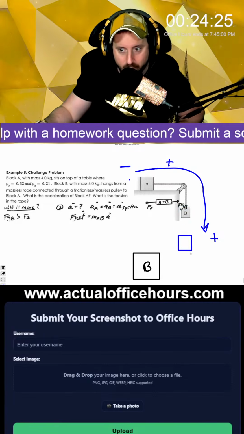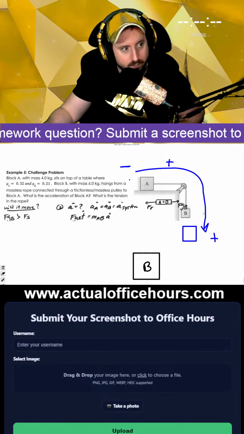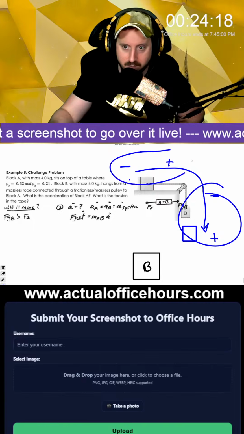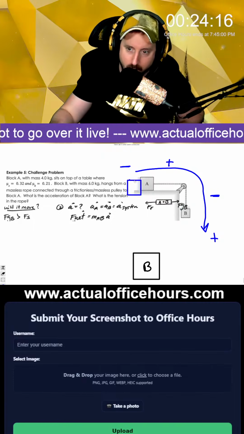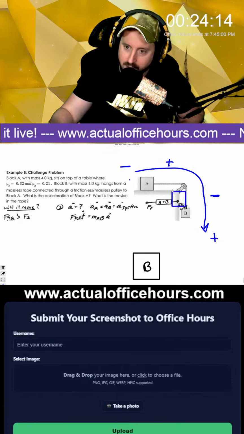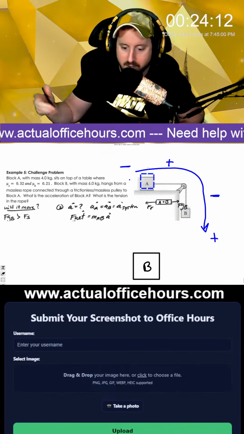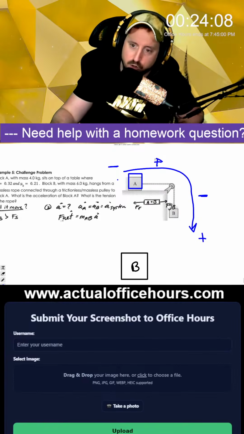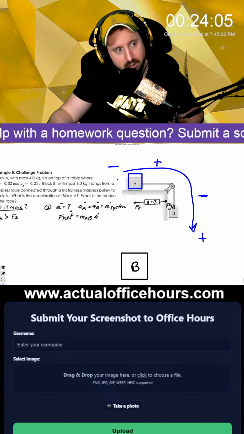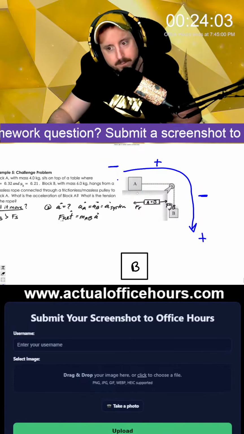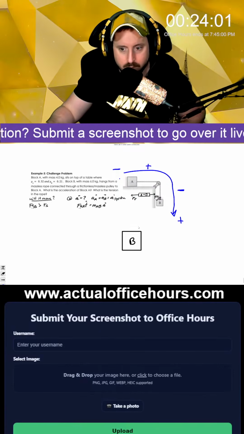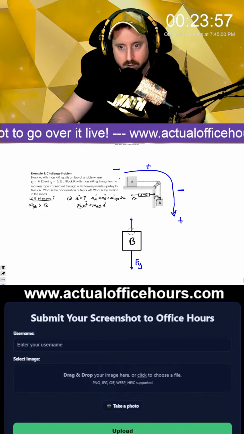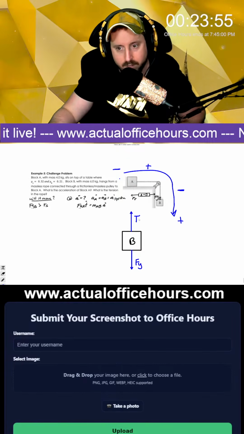Things going down is positive, and things going up is negative. This is the key thing. You have to think about the overall motion of the system and define a direction for plus and minus, and then they're connected, because motion in the Y direction here corresponds to motion in the X direction here. So in this case, you have FG pointing down, and you have T pointing up.